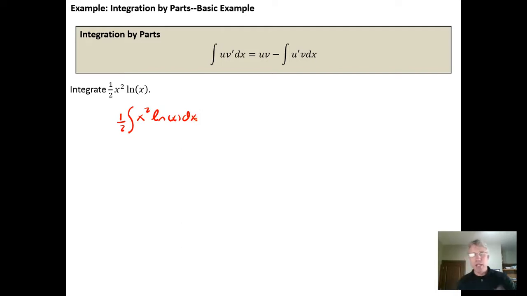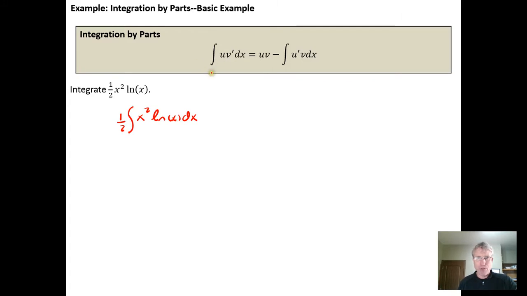And what we want to identify is that this particular integral is not one that we've had to deal with yet up to this point. So we don't have anything in our pocket that just allows us to integrate it immediately. So we want to try to use the integration by parts formula.